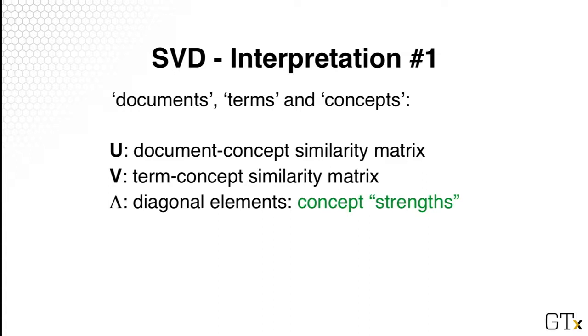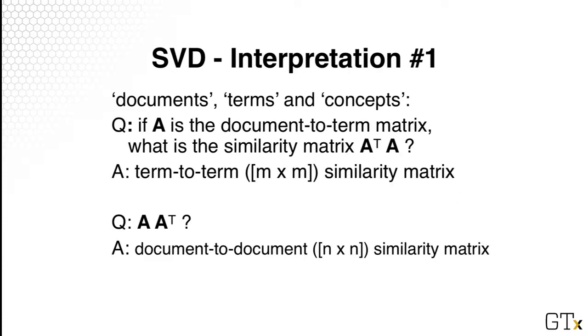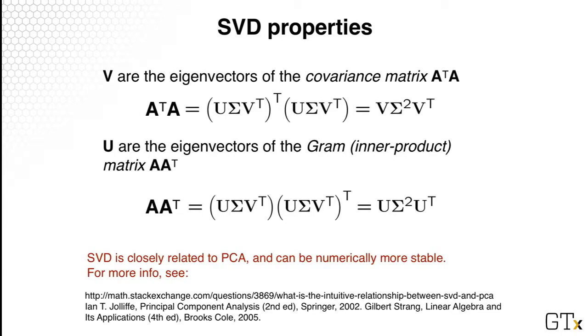The matrices U and V actually have some interesting relationships to our original document-term matrix A. Specifically, if A is the document-term matrix, then A transpose A is the term-to-term similarity matrix, and similarly, AA transpose is the document-to-document similarity matrix. By computing SVD on our original matrix A, we get the matrix V, and very interestingly, that contains the eigenvectors of A transpose A. Similarly, U contains the eigenvectors of AA transpose.